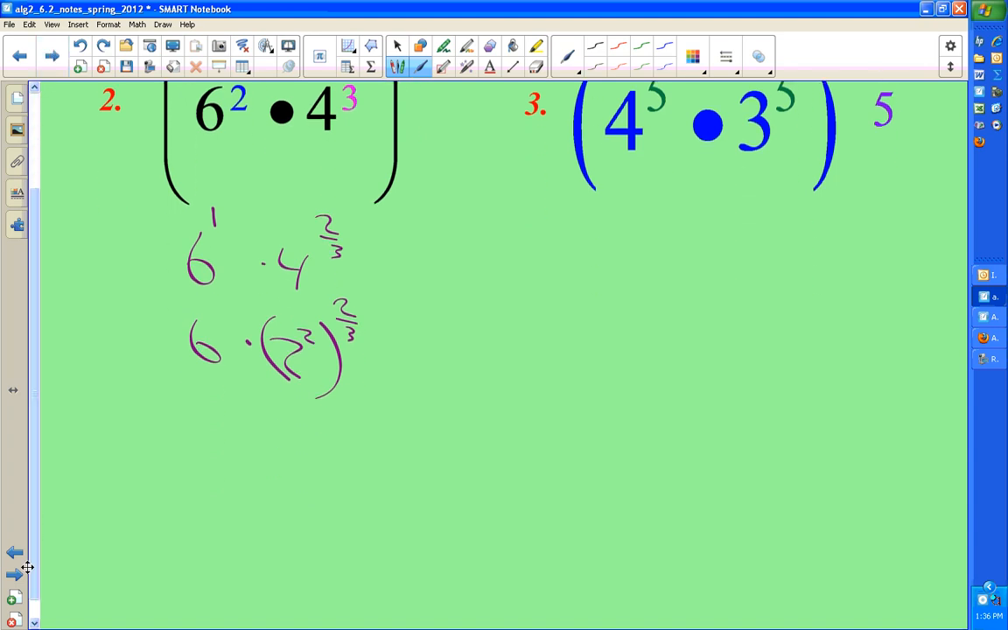Two squared to the 2/3 power becomes 2 to the 4/3 power. If your numerator is bigger than the denominator in a power, it means you can separate them. You can simplify: 2 to the 3/3 and 2 to the 1/3. What's 2 to the 3/3? 2.